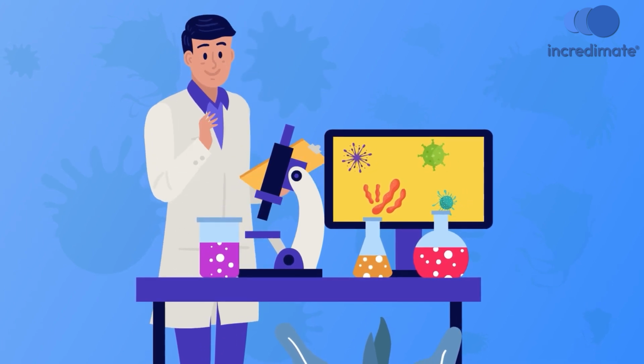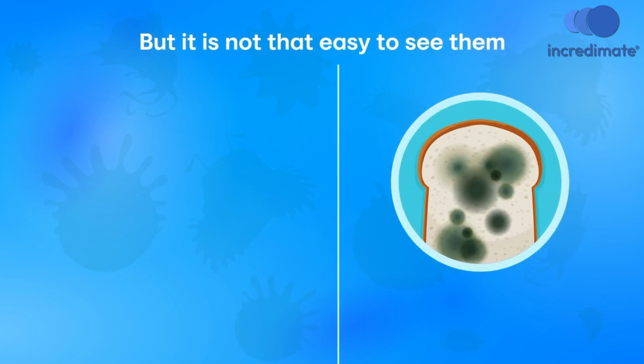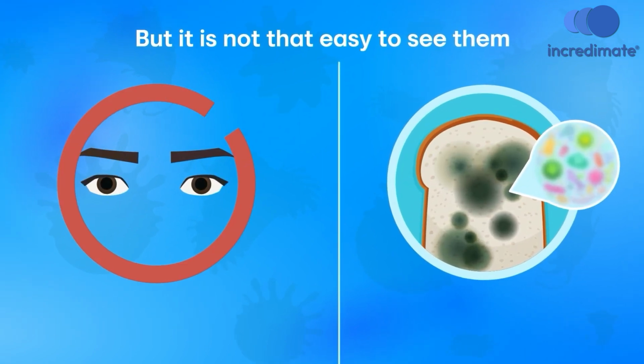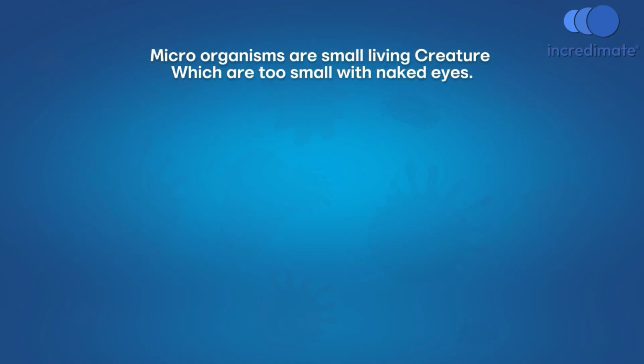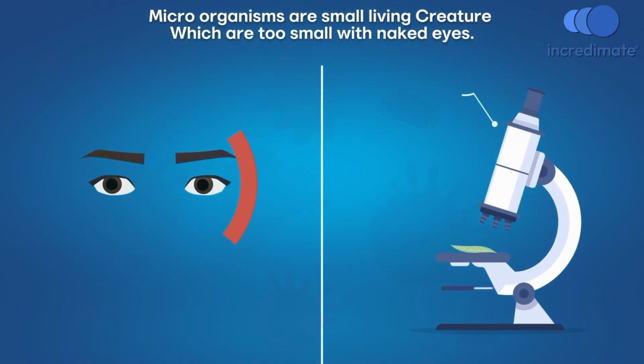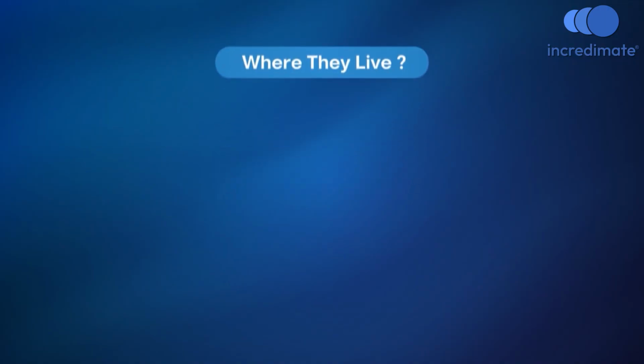I was busy looking for different types of microbes. But it is not that easy to see them. While we are made up of millions of cells, microbes are just made up of one cell. They are so tiny that you'll actually need a microscope to see what they look like. Now, do you know where they live?